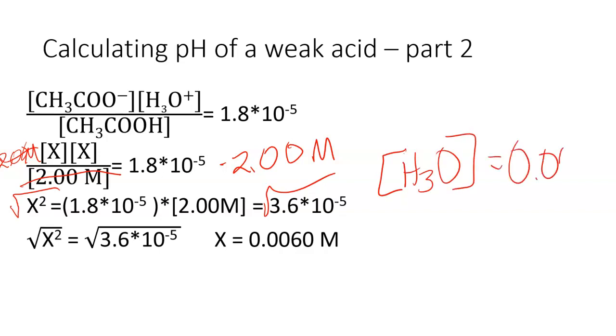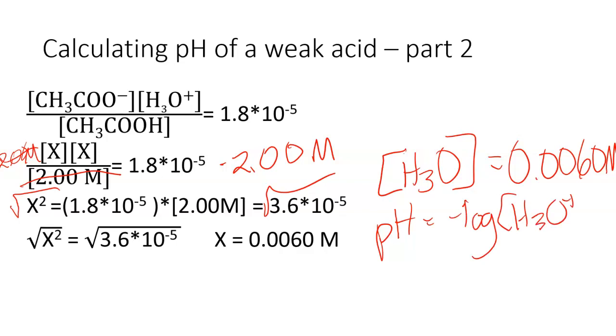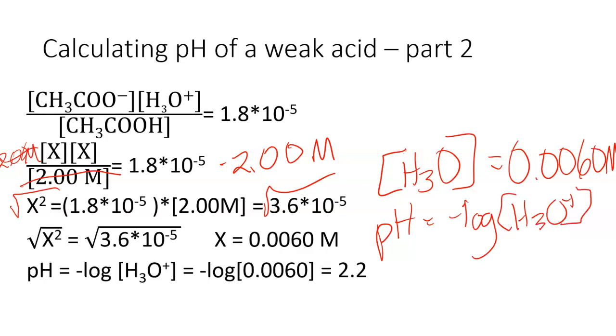Now remember that X is equal to our H3O plus, so our concentration of H3O plus is equal to 0.0060 molar. Now that I have this concentration, I can put it into my pH equation and solve for pH. So pH is equal to the negative log of H3O plus. Negative log of 0.0060 is equal to 2.2. So the pH of this solution would be 2.2.